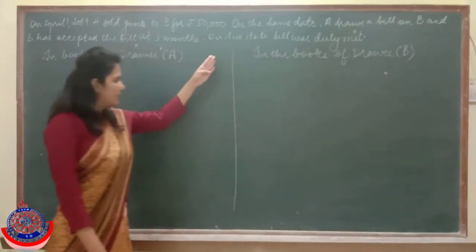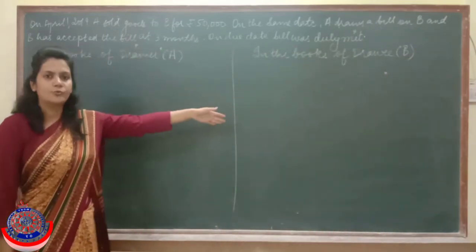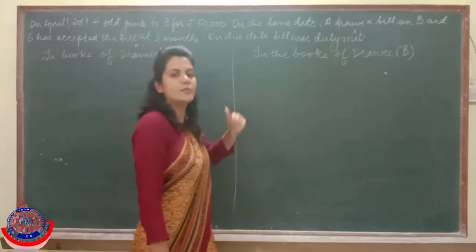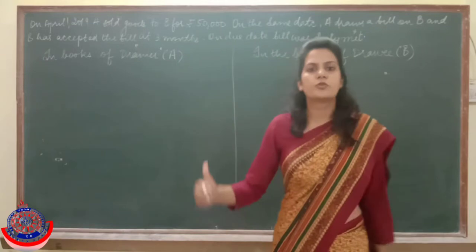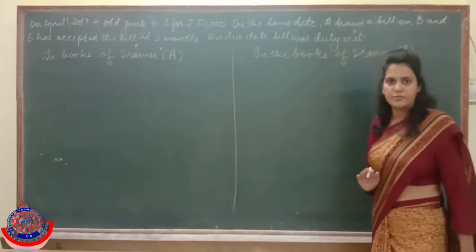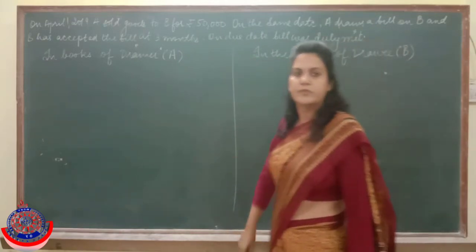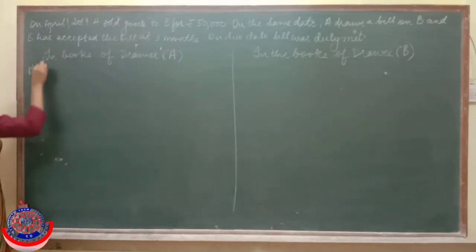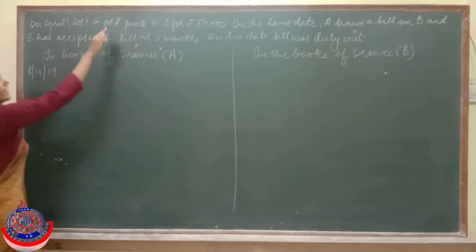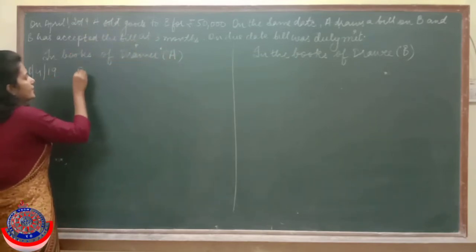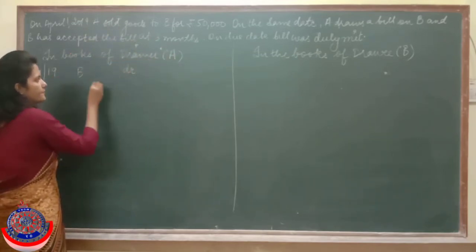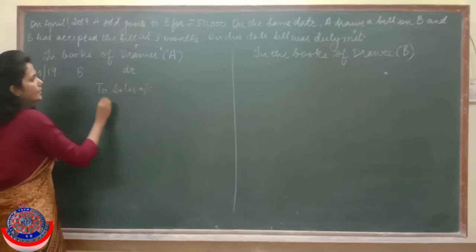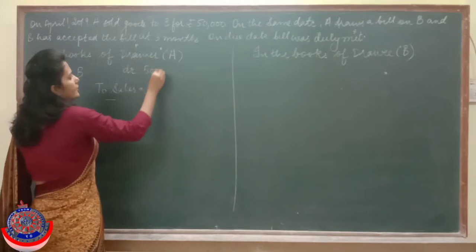In this way only you have to divide the notebook page into two parts, and you have to pass the entries both in the books of drawer as well as in the books of drawee. Both ways you have to pass the entry. Got it? So now let's start with the first entry. A sold goods to B on 1st of April. Put the date April 1, 2019. So obviously B is the debtor of A and the goods go out. So I'm going to write B's account debited to sales account 50,000.